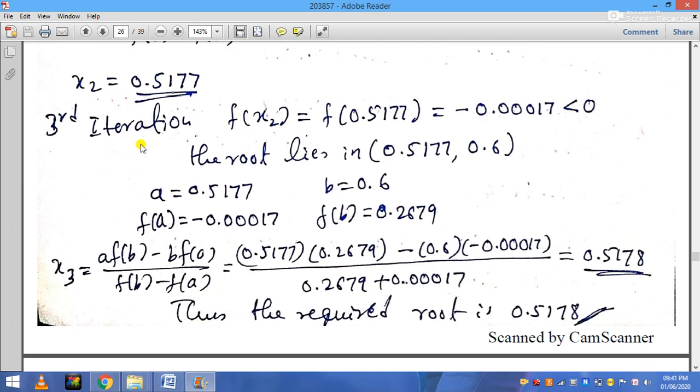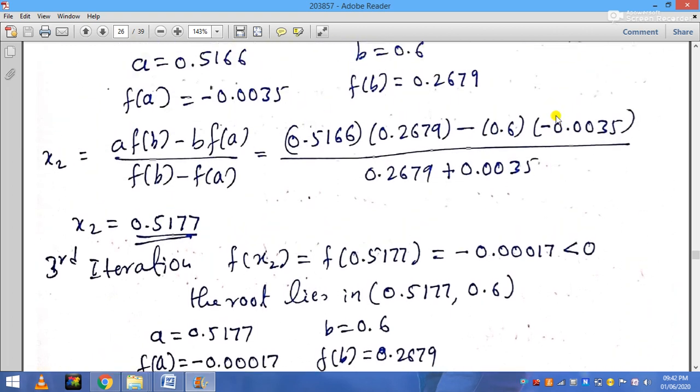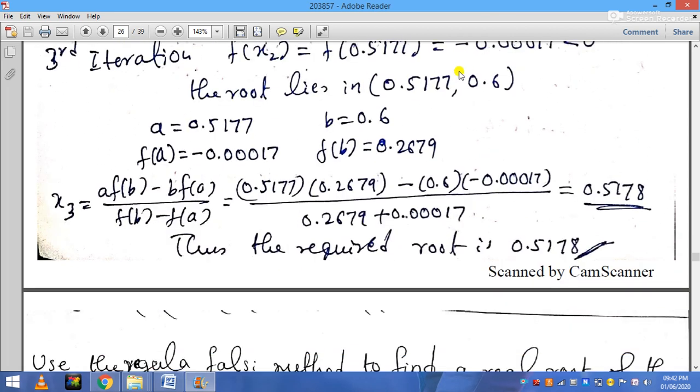So for the third iteration, put x2 value in given f of x, that is 0.5177. We get minus 0.00017. It is a negative root. So in the third iteration, we require one positive root and one negative root. Again here we get a negative root. In the second iteration, the positive root was 0.6, so for the third iteration, you take this is also 0.6. A is equal to the negative root, that is 0.5177. F of a will be minus 0.00017. B is 0.6. F of b is already calculated, 0.2679.